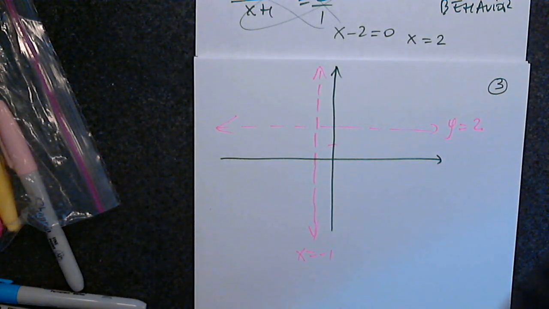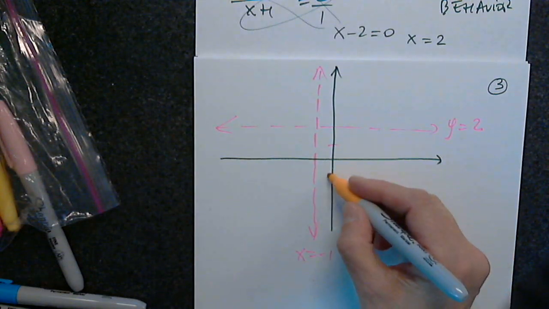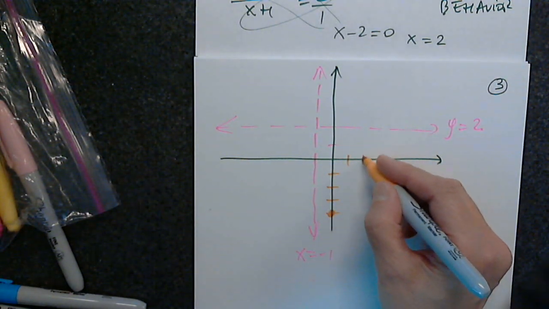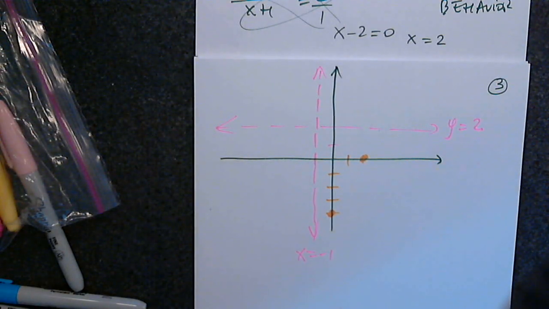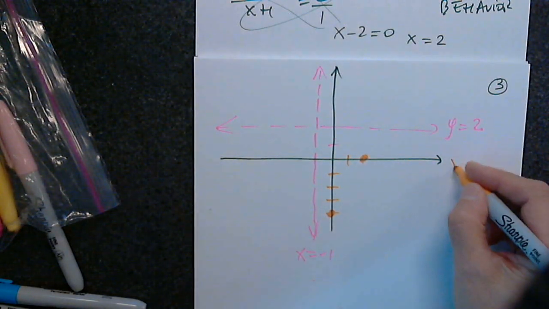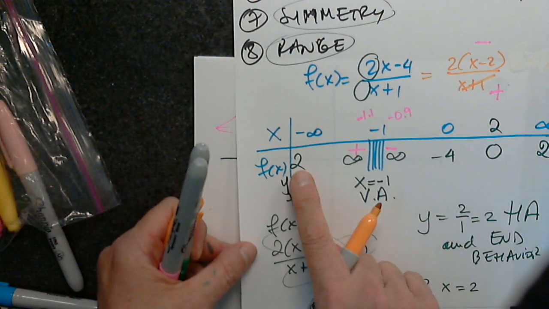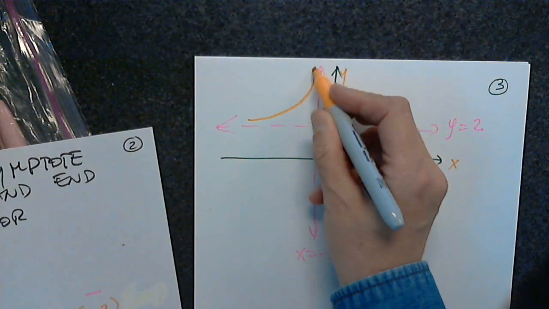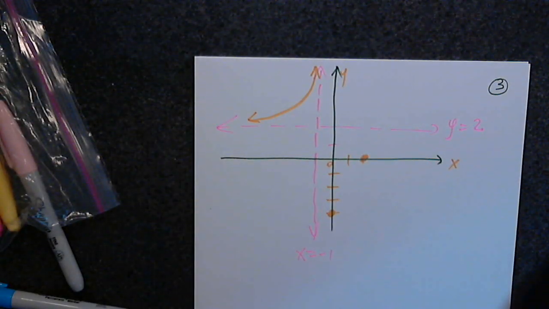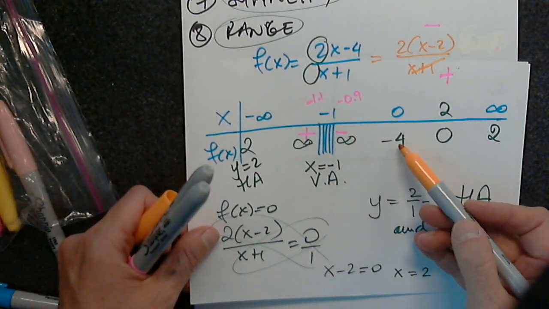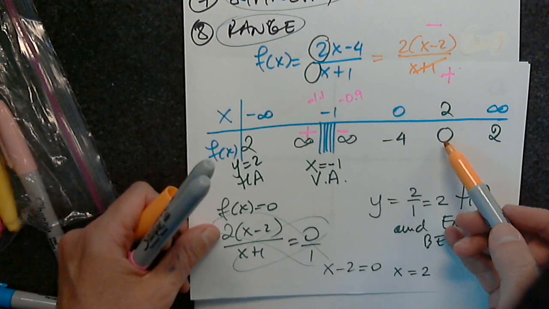Okay, so now let's start by plotting the points. I only have 0, -4, and 2, 0. And basically that's all I need. Ready? So the table says from 2 approaching infinity. Fine. The table says from negative infinity, cross at 0, -4, cross at 2, 0, and approach 2. No problem.